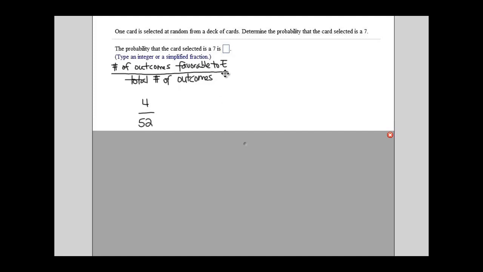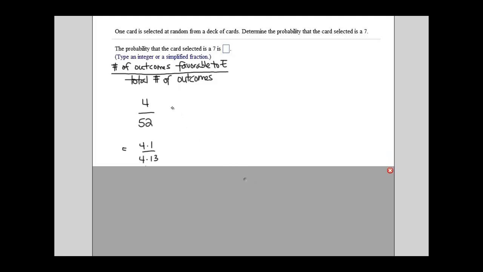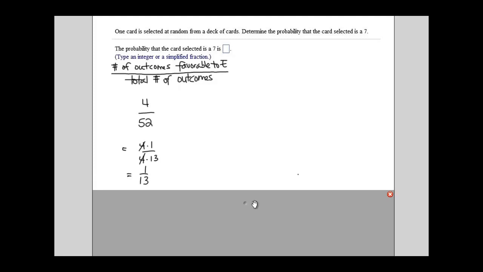Now this is not a simplified fraction, so we do want to cancel out any common factors. Both 4 and 52 have a common factor of 4. So if we rewrite the numerator as 4 times 1 and the denominator as 4 times 13, we could then cancel out the common factor of 4, and we're left with the simplified fraction 1 over 13.